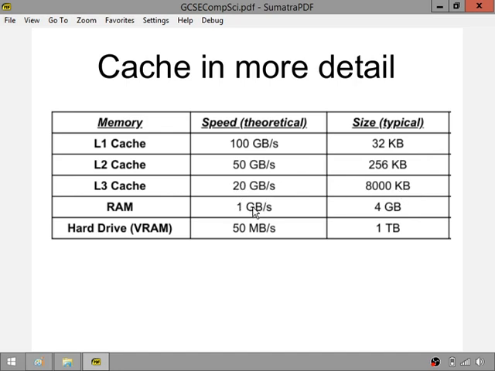So don't get me wrong, RAM is really, really fast, and so is your hard drive, but it ain't got a patch on level 1 cache. I mean, 100 times faster than RAM. This is why we have cache, because RAM is just so slow compared to the processor.